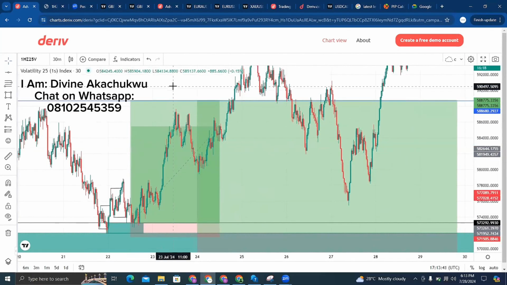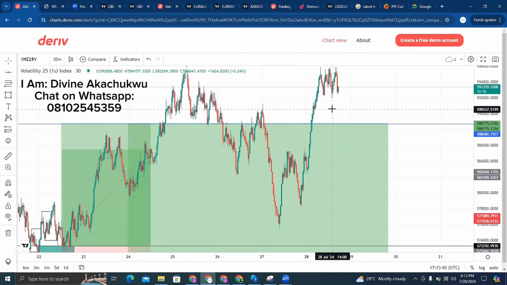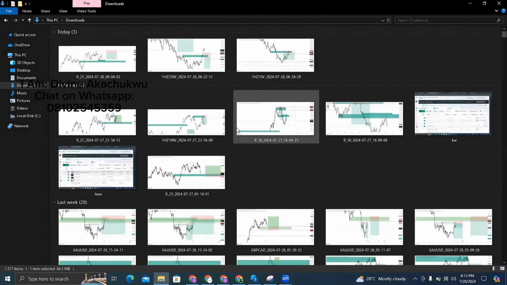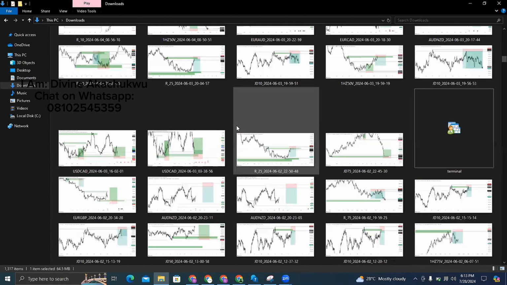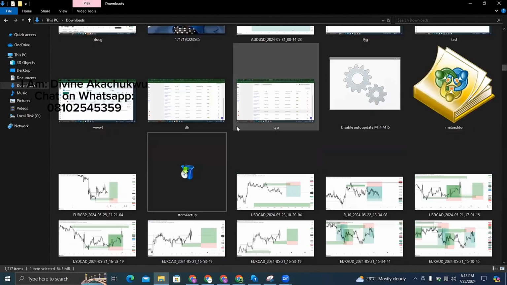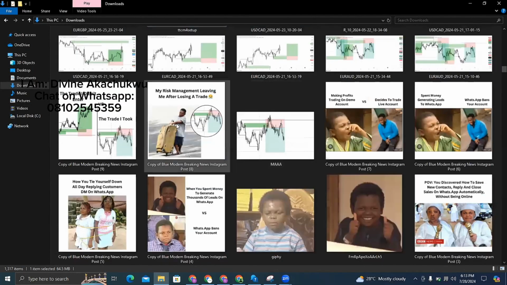So this entry model works, guys. Let me show you a screenshot from my archives of all the trades I took in the past. I'll show you the one that hits SL, all right? So I'm not hiding anything from you. I'll show you everything, both the one that hit profit and the one that hit SL.